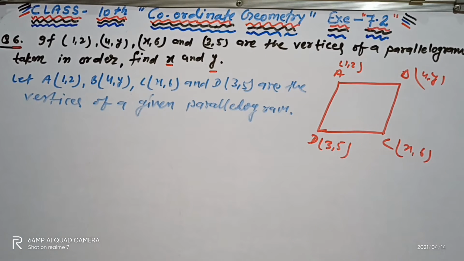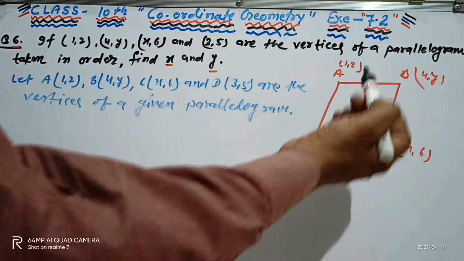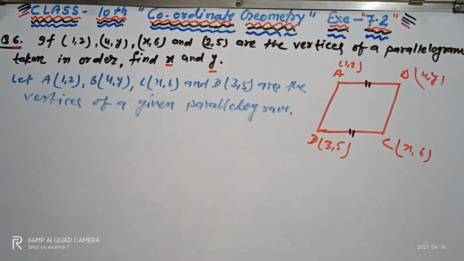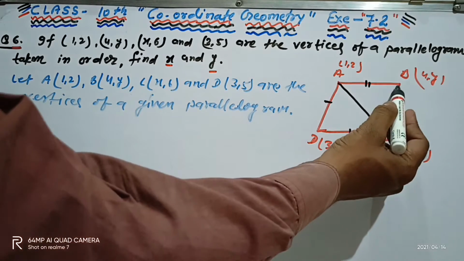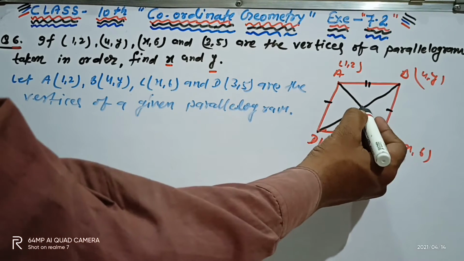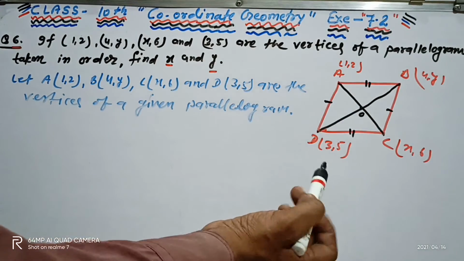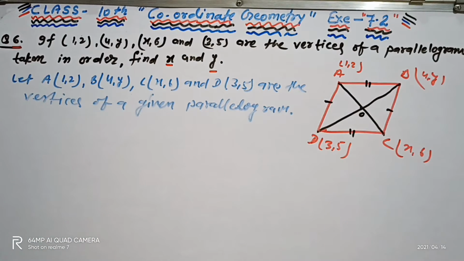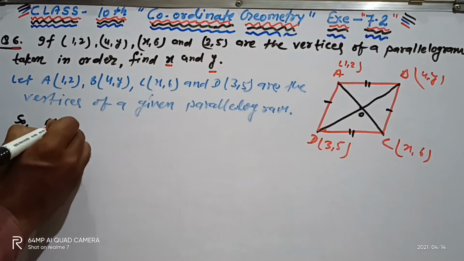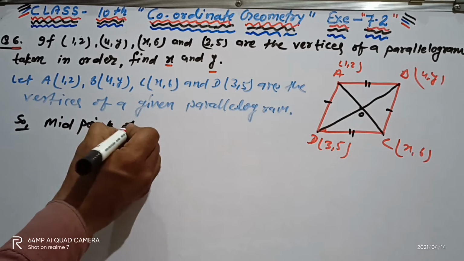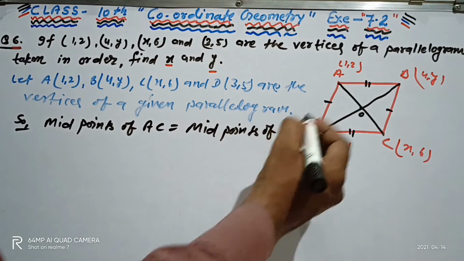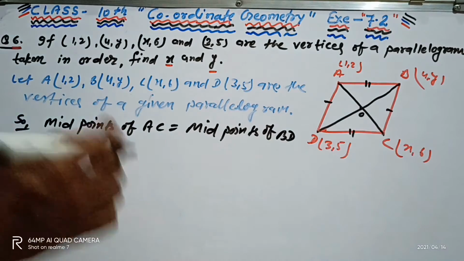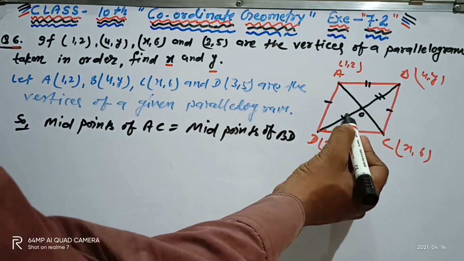By the properties of a parallelogram, the opposite sides are parallel and congruent, that is, equal. The diagonals will also bisect each other equally. So the midpoint, which I have taken as O here, is common. AC and BD are the two diagonals of this parallelogram, and their midpoints will be equal. So we can write: the midpoint of AC equals the midpoint of BD. This part will be equal to this part, and this will be equal to this.